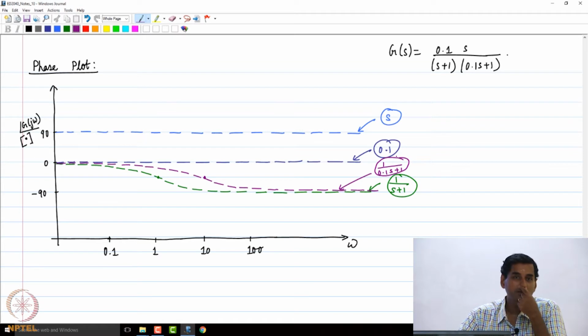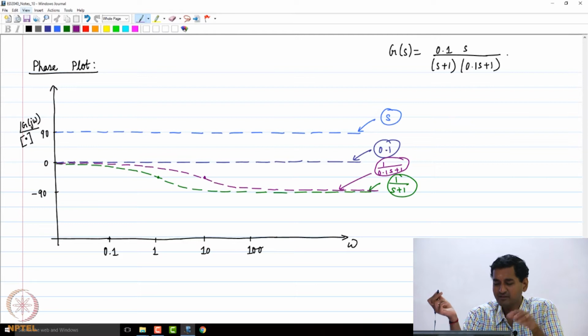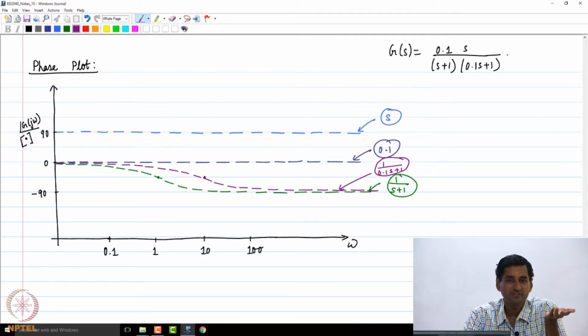So now what we need to do is that if I want a phase diagram of the complete transfer function, I just need to add the 4 curves, right? But this is a little bit complex because these are not straight lines, all right? So it's okay, but the thing is that at low frequencies you will start from plus 90 degrees. That's obvious, right? Because at very low frequencies, the only phase contribution will come from s, because 0.1 anyway will give you a phase contribution of 0 degrees throughout. 1 by (s plus 1) and 1 by (0.1 s plus 1) will give you a phase contribution of close to 0 degrees at low frequencies. So at low frequencies anyway I will start from the value of 90 degrees.